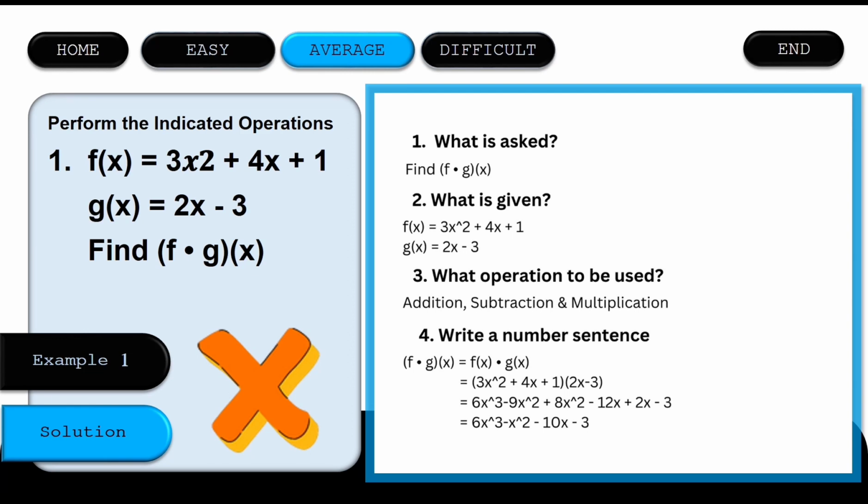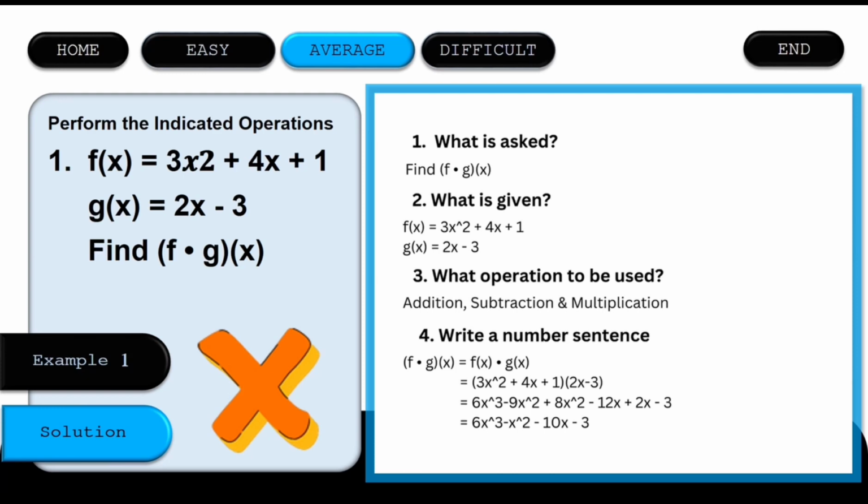And by writing our number sentence, quantity f multiplied to g of x na pwede rin nating isulat as f of x multiplied to g of x. Again, substitute lang natin ang given values ng f of x and g of x. Magkakaroon na tayo dito ng equation na quantity 3x squared plus 4x plus 1 multiplied to quantity 2x minus 3.